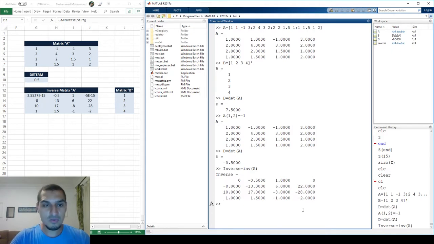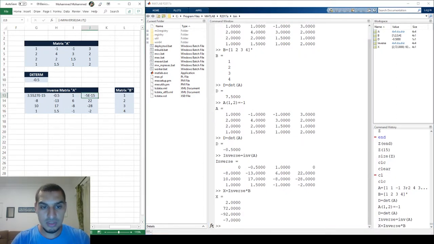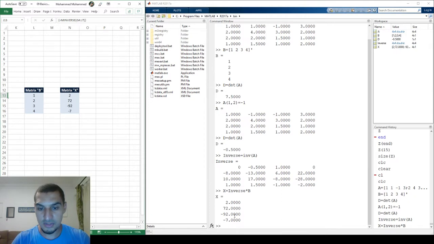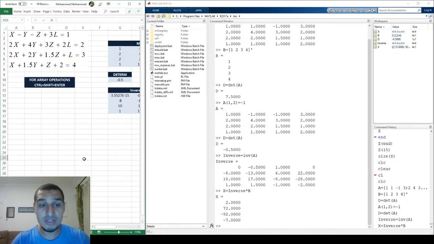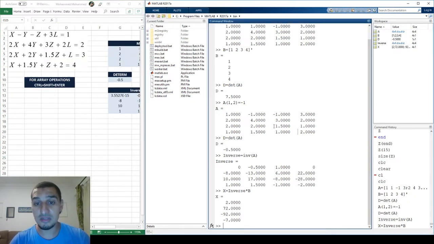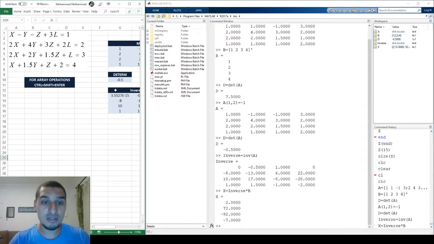And then the solution would be x is inverse multiplied by B, and the solution is 272, -92, -7. So it's easier to do this in Matlab here than to do it in Excel.